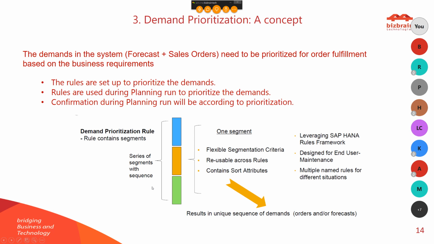Demand prioritization is done in IBP in majorly three steps. You have to segment your demand. After segmenting the demand, arrange those segments in a sequential fashion. Then this sequence becomes your priority list. They are ranked, given a rank in the system. The lowest rank is the highest priority. Rank 1 will be supplied first, fulfilled first.